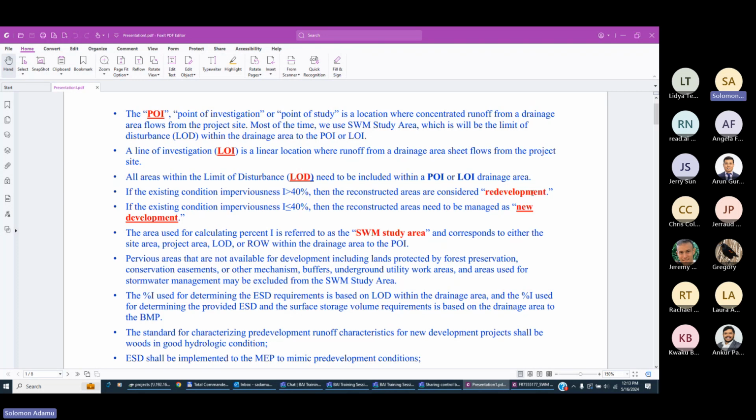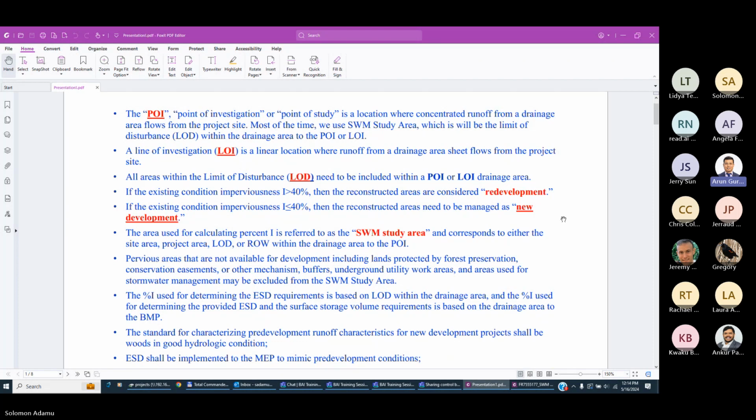I'm going to tell you what it means. And if the existing condition impervious area divided by the stormwater management study area is less than or equal to 40%, then the area will be classified as a new development.